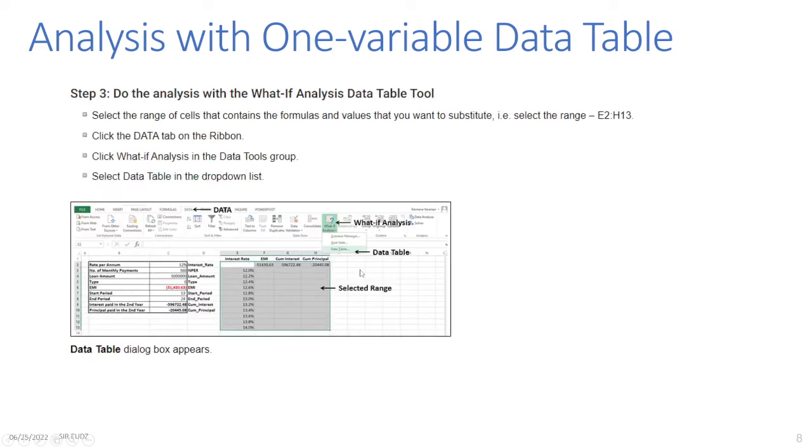Step 3, do the analysis with the What-If Analysis Data Table tool. Select the range of cells that contains the formula and values that you want to substitute. So this is the selected range, from E2 to H13. Then click the Data tab on the ribbon, and click on What-If Analysis in the Data Tools group. Select Data Table in the drop-down list. So we have a drop-down list here, and then we select Data Table. Then the Data Table dialog box appears, which will be on my next slide.